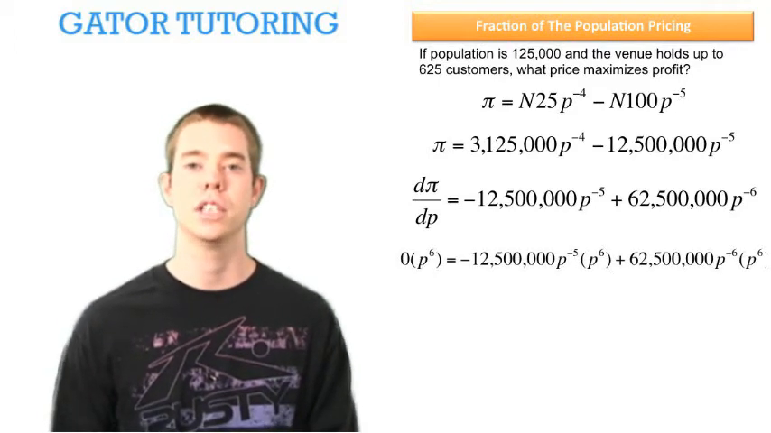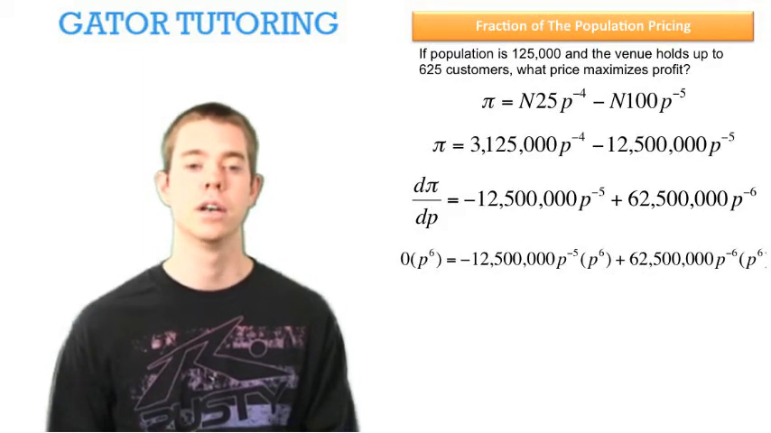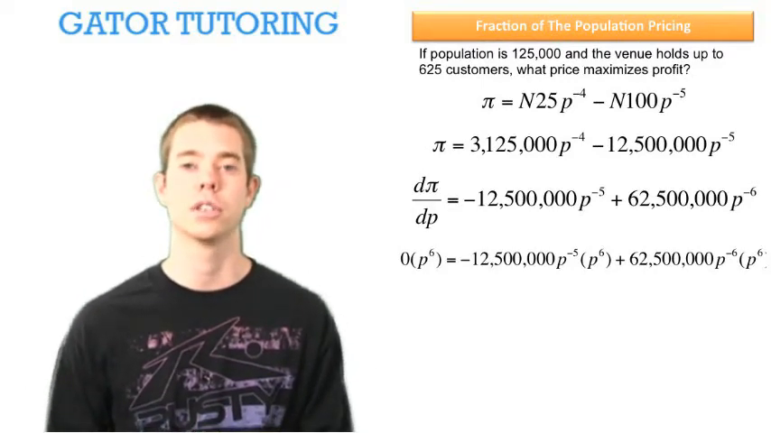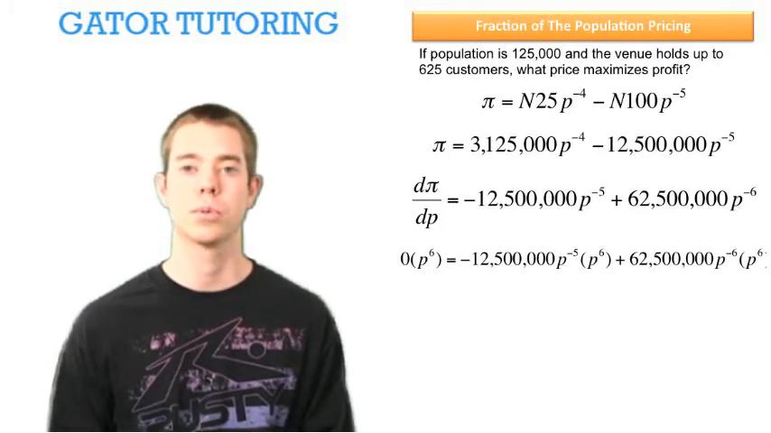We know we're going to set this equal to 0. Now here's a trick we can do in math. As long as we do something to one side of the equation, as long as we do it to both sides of the equation, we haven't changed the equation. It's a legal math move. So to make our life easier, we're going to multiply everything through by p raised to the positive 6.